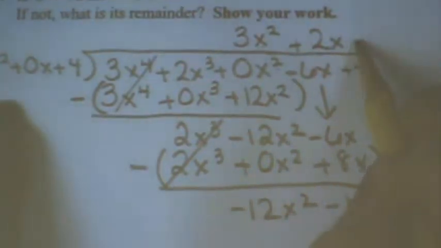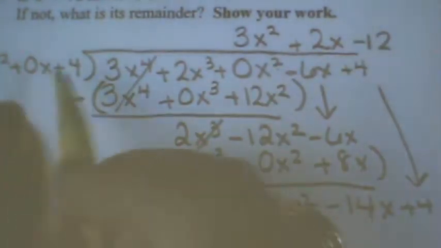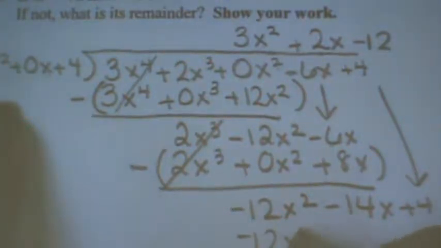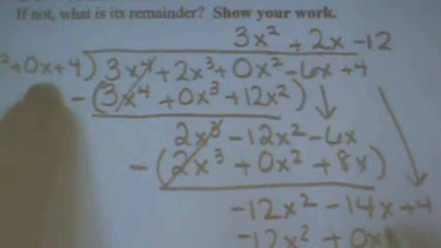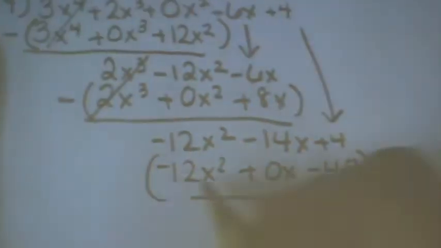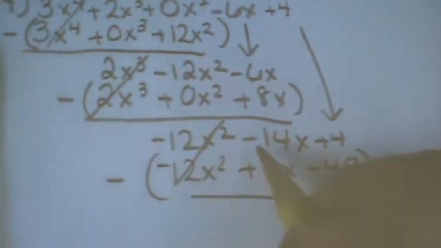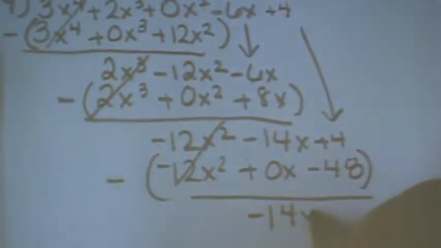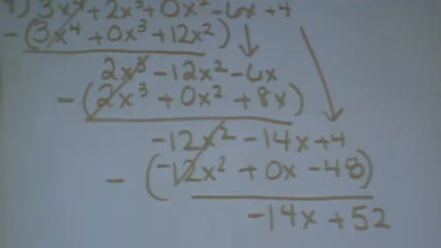So here I need a -12. -12 times x squared is -12x squared plus 0x and then minus 48. Now when you subtract, what happens? These cancel. You get -14x. This is going to become a positive 48, so when you add, you get 52. There's nothing else to bring down, so guess what this is? Remainder. That's your remainder.